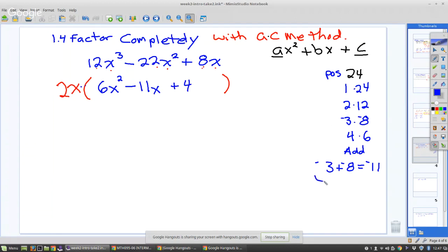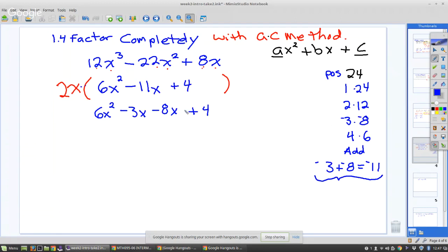Once you find the magic pair that multiplies to give you the AC number and adds or subtracts to give you the middle term, then you replace the middle term with this magic combination. So I'm going to replace negative 11x with a minus 3x minus 8x. Right? So plus a negative is the same thing as minus. And again, the minus 3x minus 8x, that's where the negative 11x comes from, is my hypothesis over here. Bring in the first term, 6x squared, and the last term plus 4.